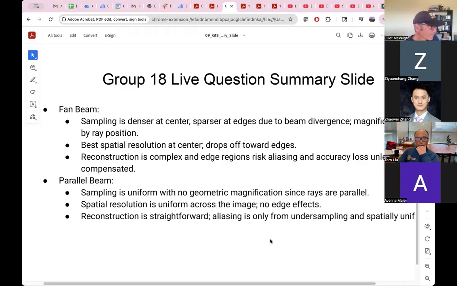Our third finding was that rebinning algorithms effectively correct those sampling irregularities in fan beam CT. And then our last finding was that blur analysis confirmed that both focal spot and detector size contribute to image degradation, but fan beam geometry magnifies peripheral blur.